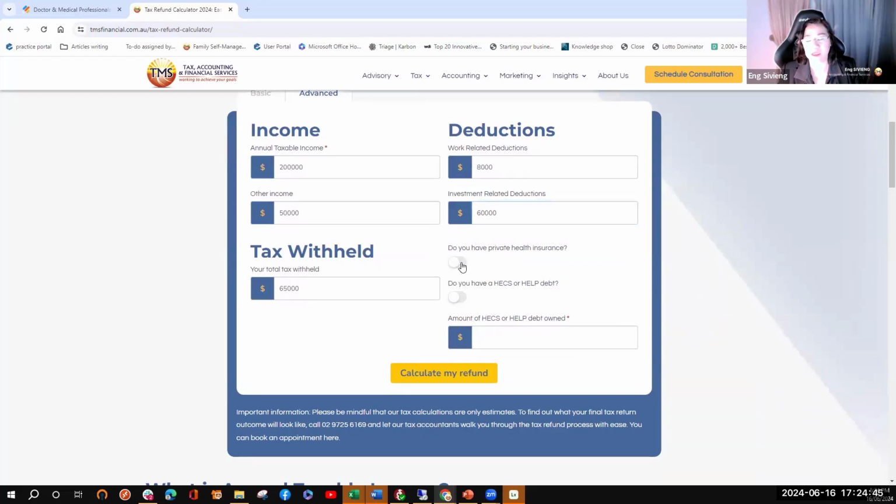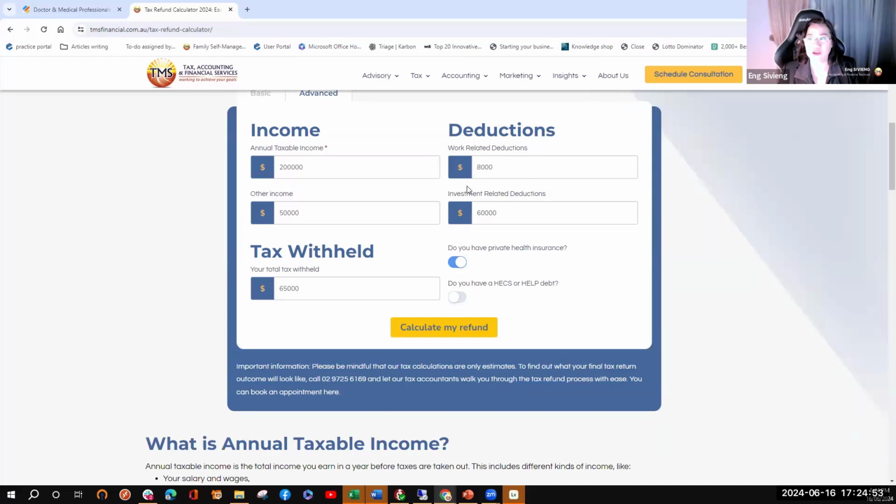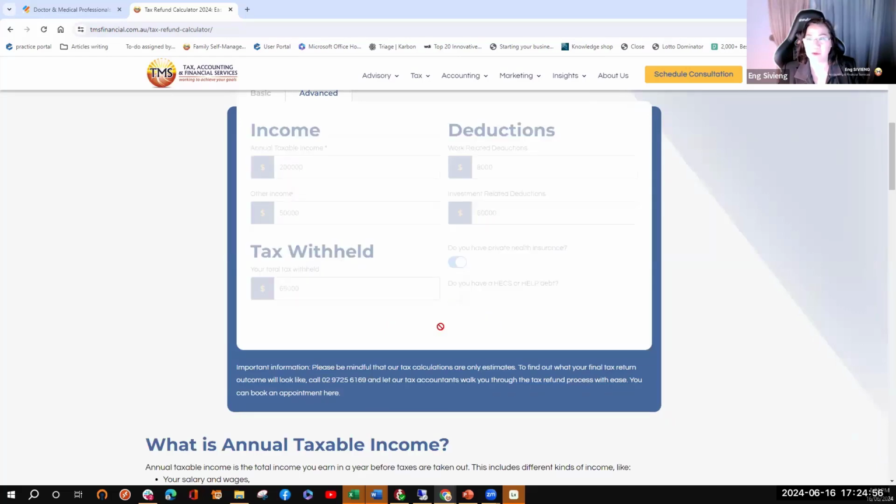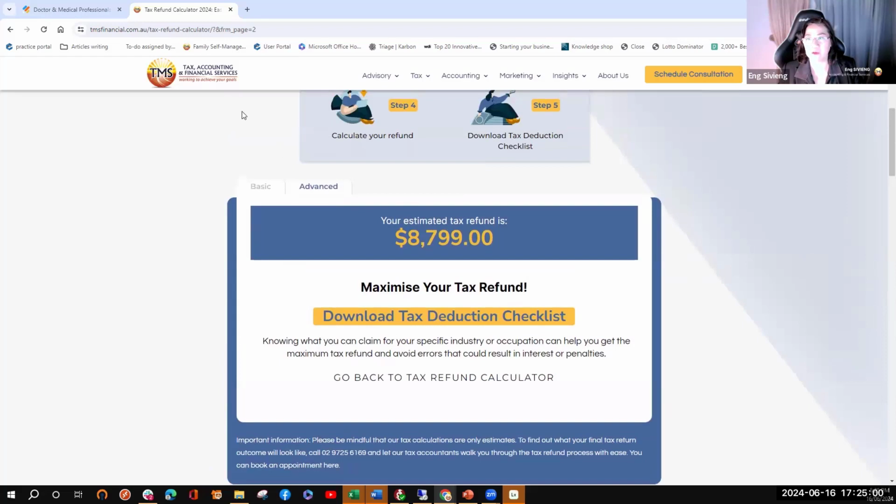Do you have a private health fund? If you do, you just say yes. Do you have a HECS debt? You can turn it off. What you do now is hit calculate my refund. And our tax calculator will give you a rough estimate of how much tax refund you get. So in this example, it says your estimated tax refund is 8,799.